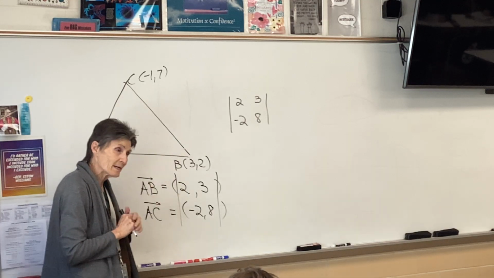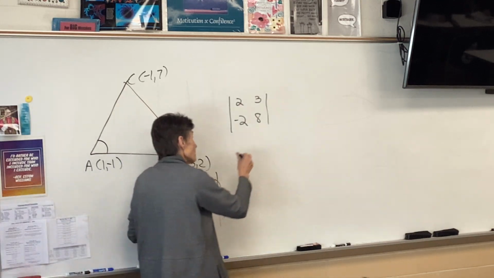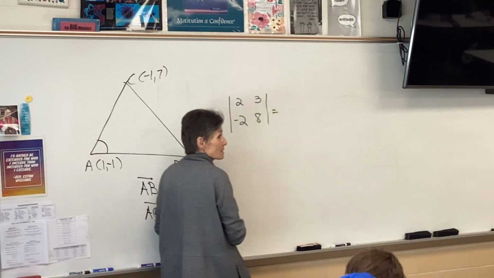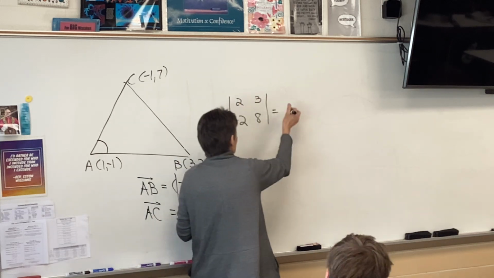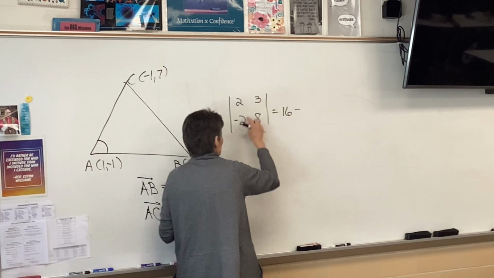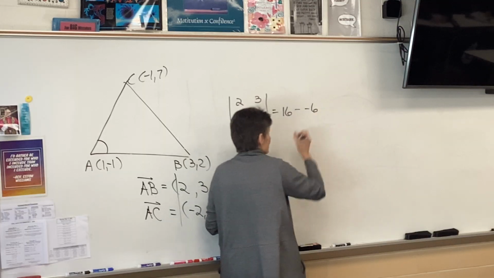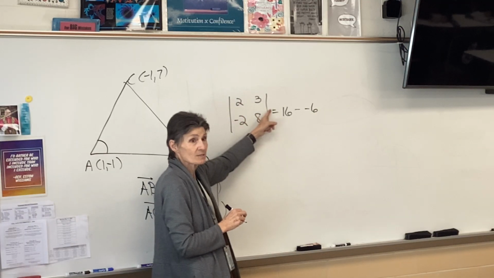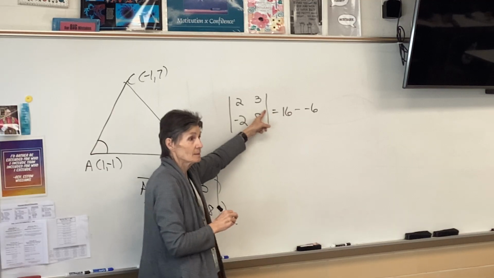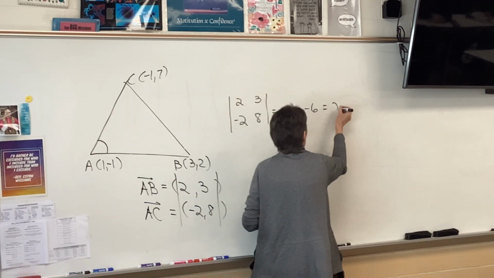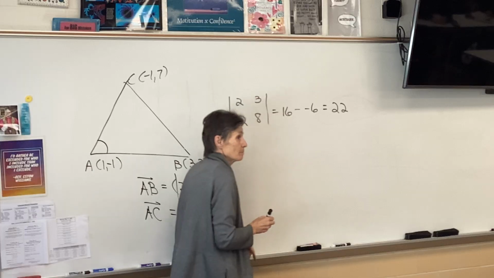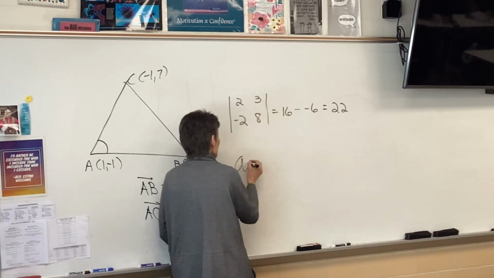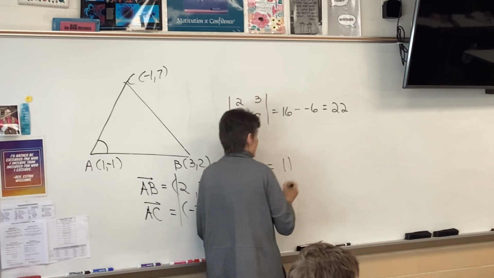Now evaluate that determinant. So some of you probably have to do this on your quiz. 16 minus -6. So 22. 16 minus -6. Everybody okay with that? 22. The area of this triangle is 11.